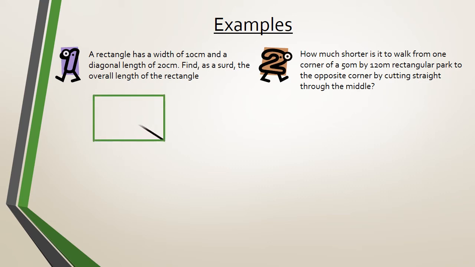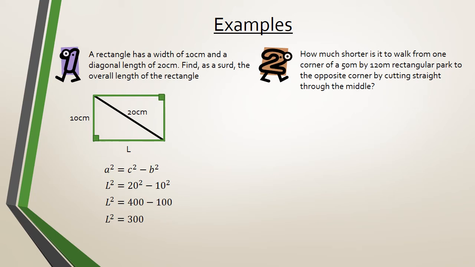There's a rectangle, there's a diagonal. So the diagonal should be 20, the width should be 10, and we're going to use L for length. We can see that L is a shorter side, it's not the hypotenuse, so we're going to use a squared equals c squared minus b squared. Substituting what we know, L squared equals 20 squared minus 10 squared. 20 squared is 400, 10 squared is 100. Subtracting them, L squared equals 300. Therefore, L equals the square root of 300 centimetres.